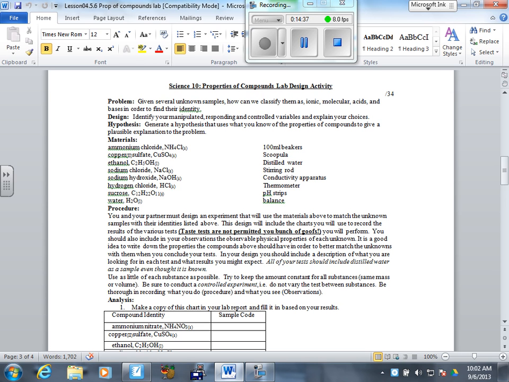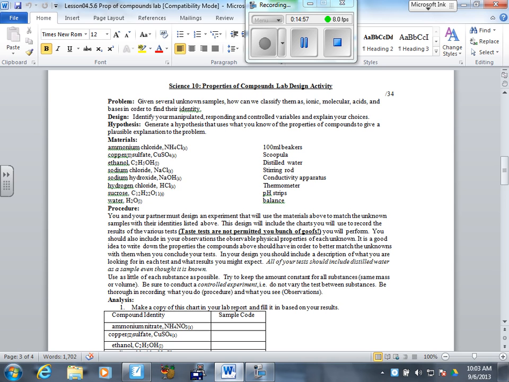Hint, hint. All right. Then your controlled variables: anything that you have to keep the same between every single one of those batteries of tests. We talked about some of those things already. Anything that could interfere with your results needs to be kept the same for every unknown sample.